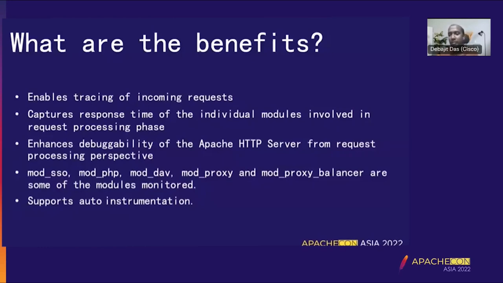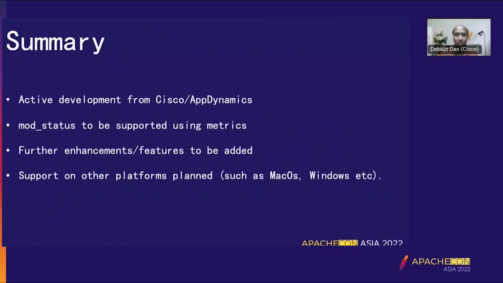One key benefit of this solution is that hooking it up is just a matter of some configuration before starting Apache, and the instrumentation works automatically. Thus, we have seen how observability is achieved in Apache HTTP Server. We have a dedicated team in Cisco AppDynamics who are constantly striving to make this solution better. We have future plans for enhancements by providing support for mod status and providing compatibility on other platforms as well.